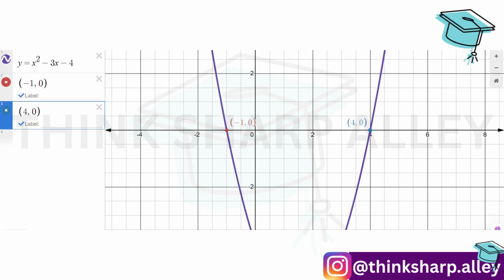In this example, I'll show you some examples where a quadratic polynomial just touches the x-axis, which means you will get only 1 zero. Or you might not get a real zero. That means it is not at all touching or cutting the x-axis. We will see such examples.